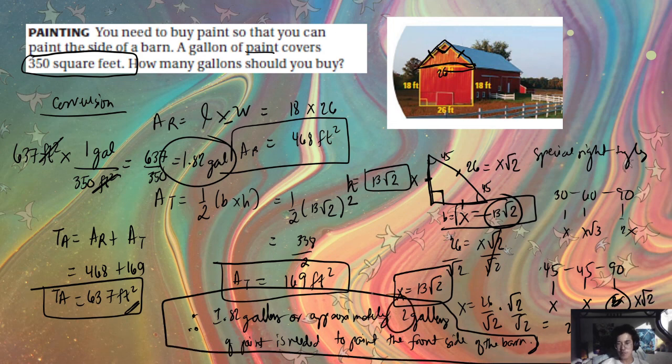If you're gonna have some errors on painting, it's best to buy 2 gallons, and that's how we can use your knowledge in geometry in real life applications.